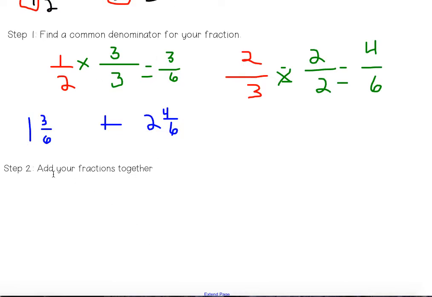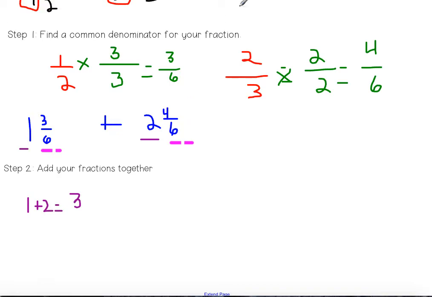So my whole numbers, I have 1 plus 2. My whole numbers are all underlined so you can see what I'm doing. 1 plus 2, I'm going to write that here. 1 plus 2 gives me, hopefully you said 3. And then I'm going to add my fractions like I normally would. 3/6 plus 4/6. So I'm going to write that down here.